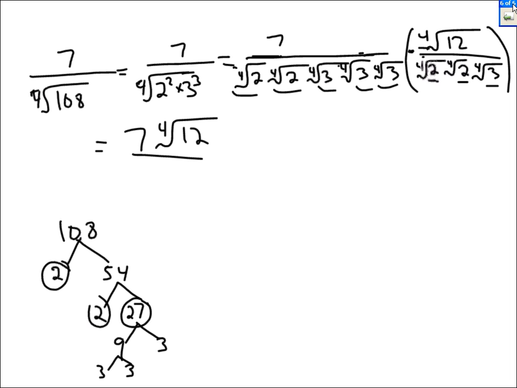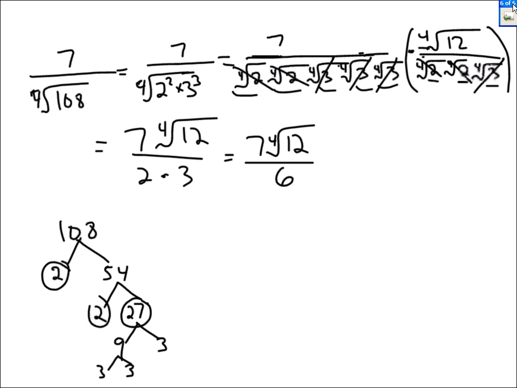And in the bottom, the fourth root of 2, 1, 2, 3, 4 times. That's 2 times the fourth root of 3, 4 times. That's 3. And there's my answer: 7 times the fourth root of 12 over 6. If you want, you might want to see if you can break down the fourth root of 12. 2 to the fourth is already 16. So no, you can't. Okay, and there's your answer.